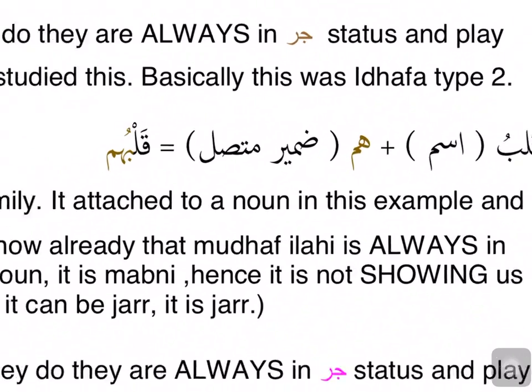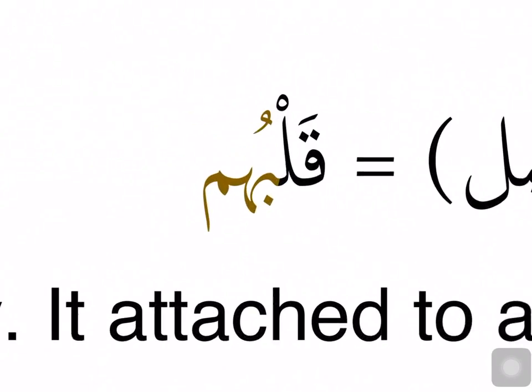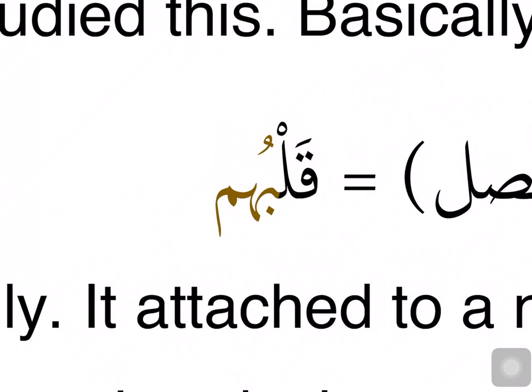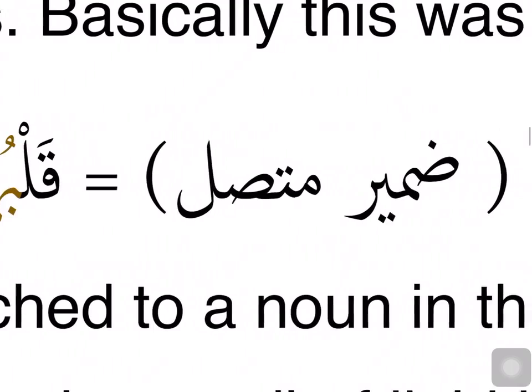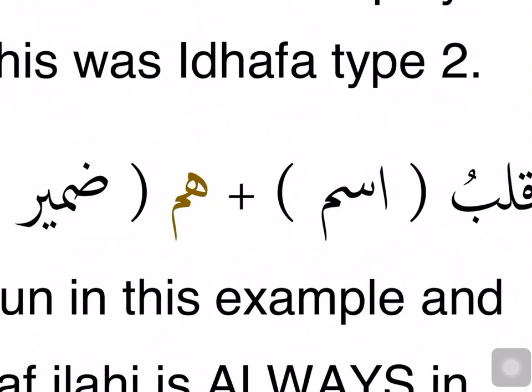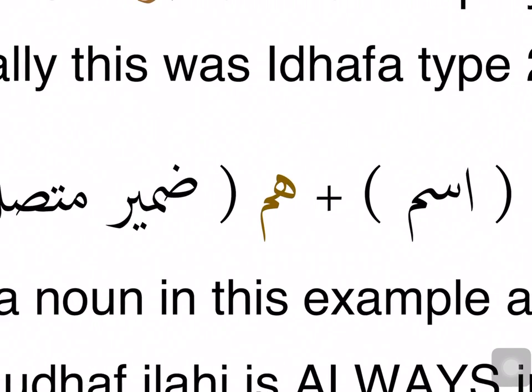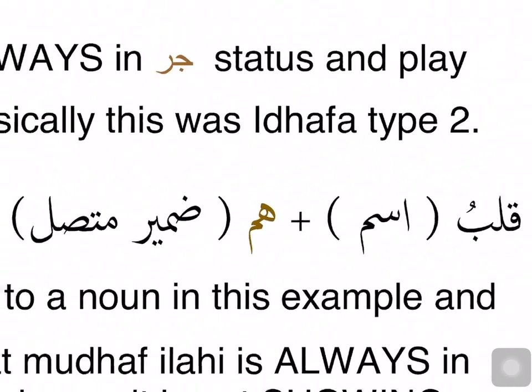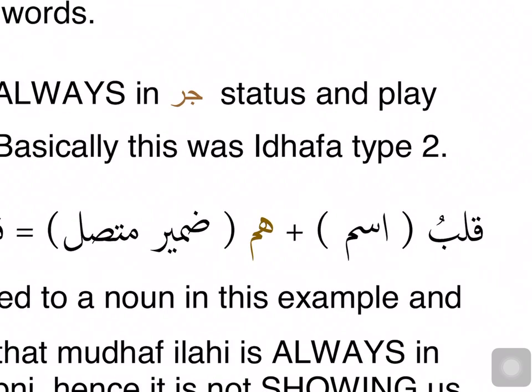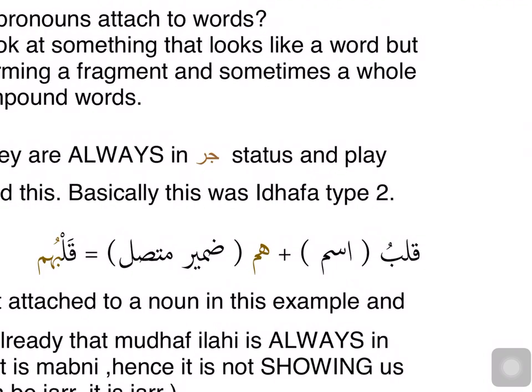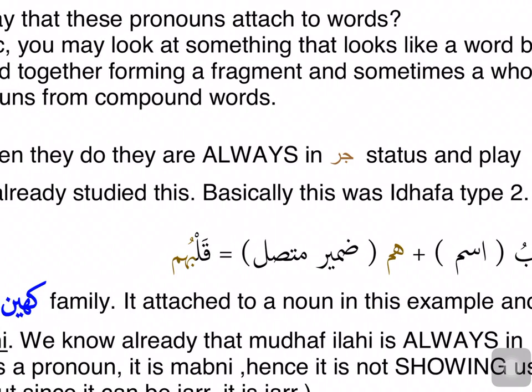For instance, you have this word, qalbuhum. The word qalb is a noun, and to that we attached the pronoun hum. That was the word qalb, an ism. To that we attached hum, which is a damir muttasil. Qalbuhum, their heart. Actually, it should be qulubuhum, but the point being that the pronoun hum here is mudaf ilayh and it is in jar status.